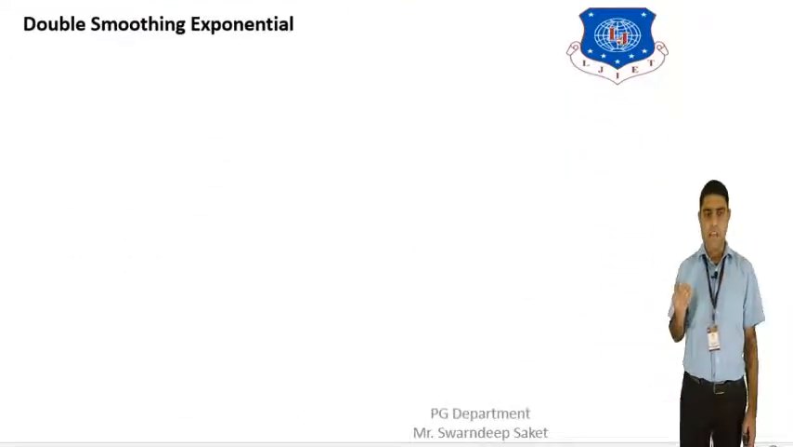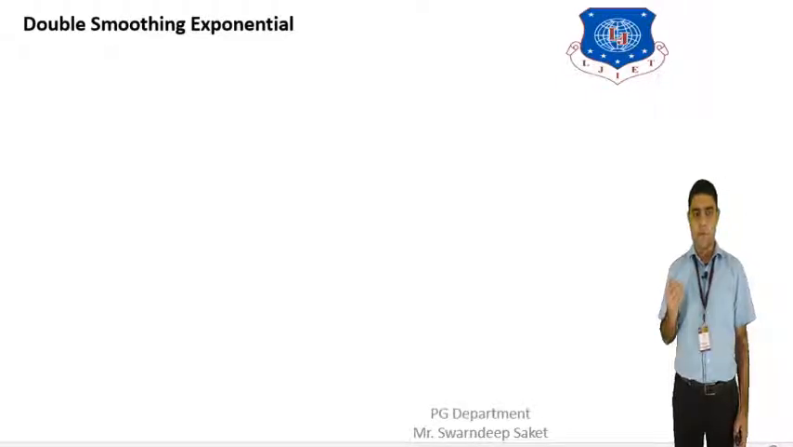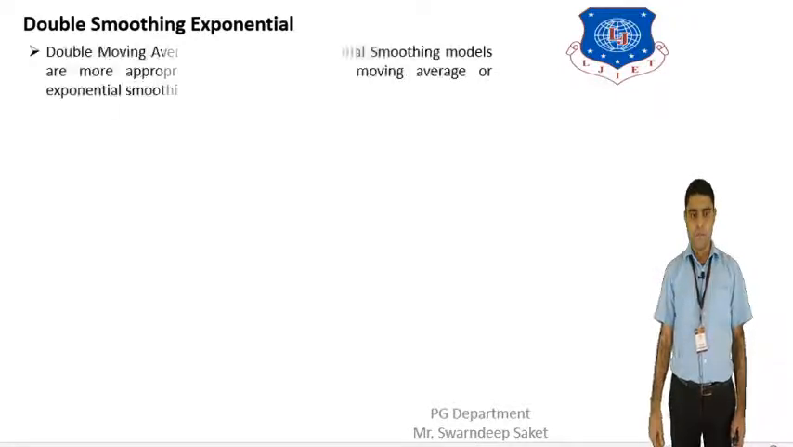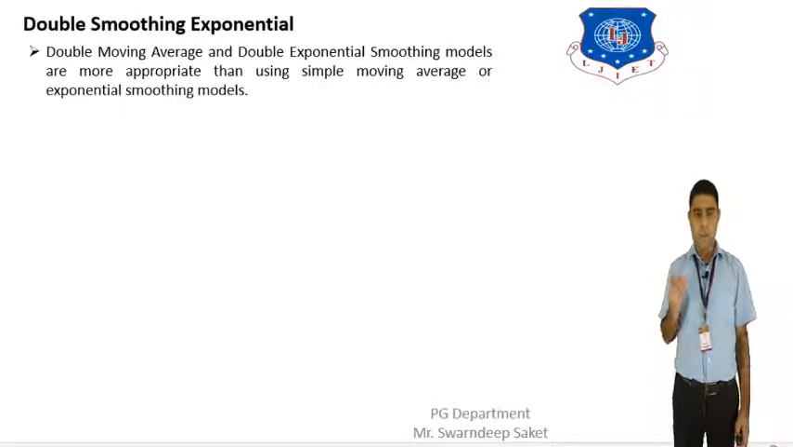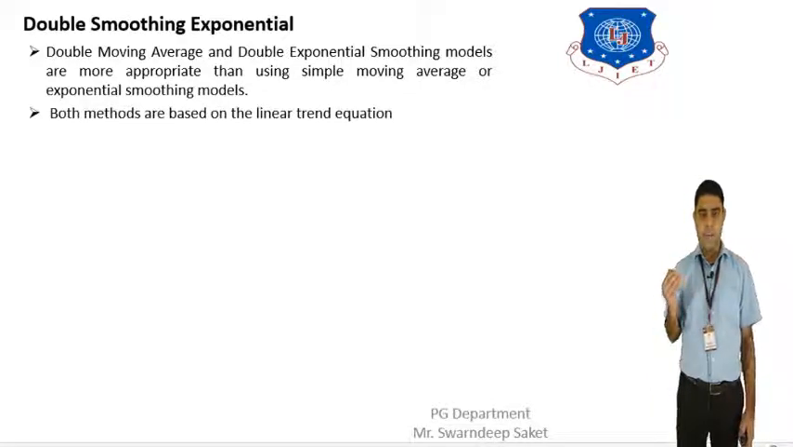So what is the double exponential smoothing method? In the double exponential smoothing method, a double value of smoothing for the exponential form is used. It is a commonly used, important method for linear trend forecasting. Double moving average and double exponential smoothing models are more appropriate than the simple moving average or the exponential smoothing models. Both are based on the linear trend equation.